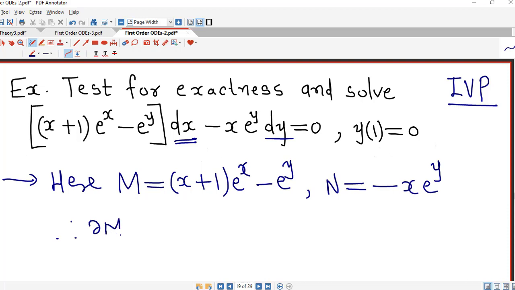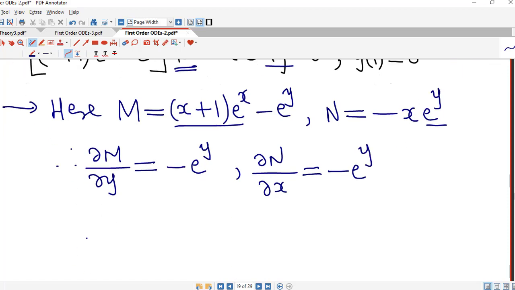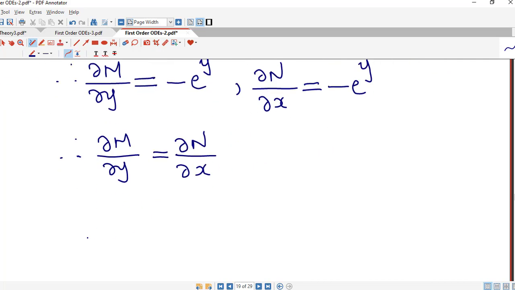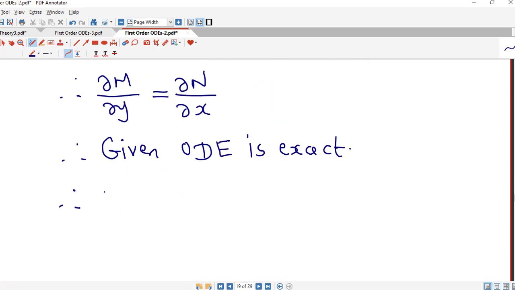So we check the condition for exactness. Del M by del y is 0 minus e raised to y. Partial derivative of N with respect to x: here e raised to y is constant, so minus e raised to y is constant, and the derivative of x is 1. So this is an exact differential equation. Therefore del M by del y equals del N by del x, and therefore the given ordinary differential equation is exact.